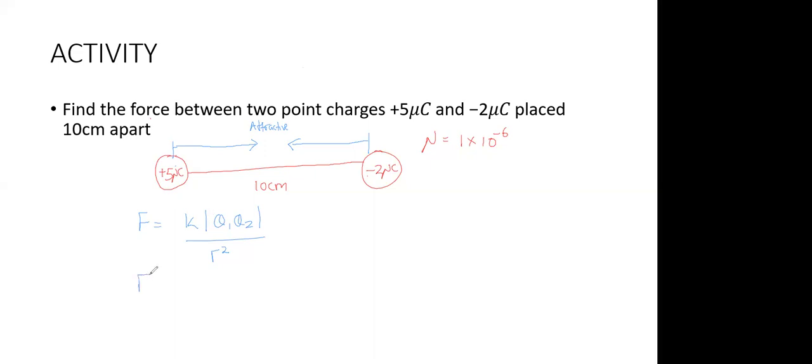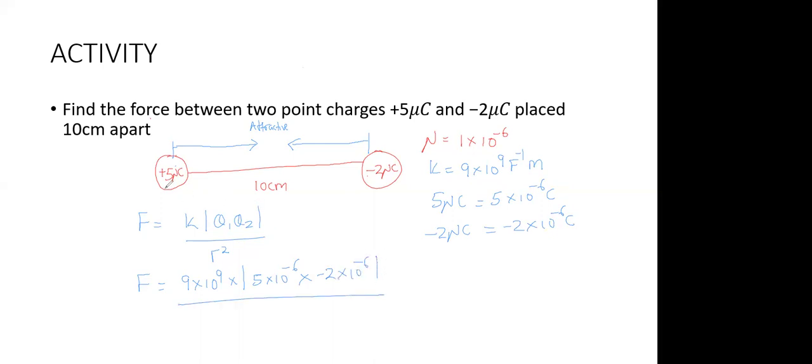So now I'll say force is equal to K. I've told you that K, we shall always consider it as 9 times 10 power 9. So where there is K, I put that. So I'll have 9 times 10 power 9 times my magnitude of Q1, which is 5. When they give you 5 microcoulomb, micro means 10 exponent negative 6. So this would be 5 times 10 power negative 6 coulomb, times negative 2 microcoulomb, which is the same as negative 2 times 10 power negative 6 coulomb, divided by the distance between the two charges.